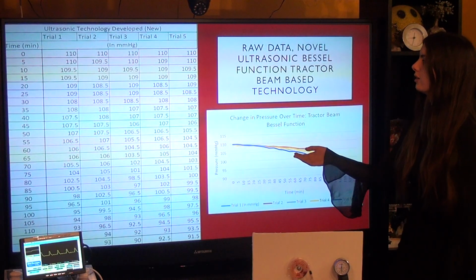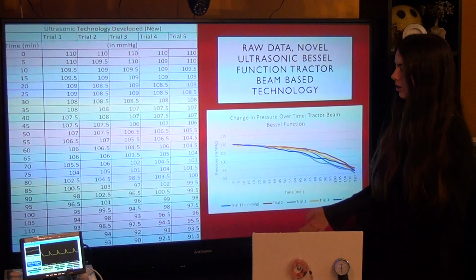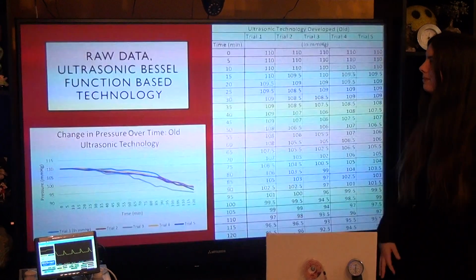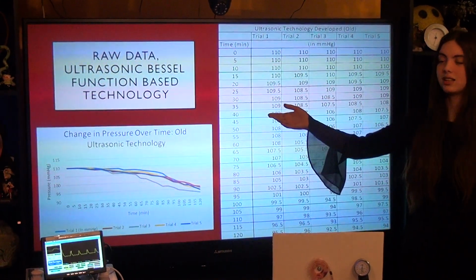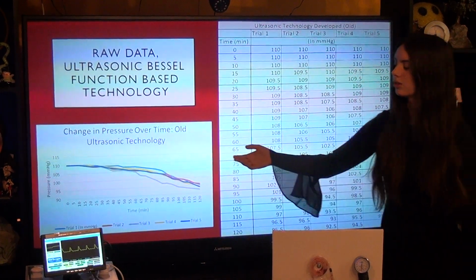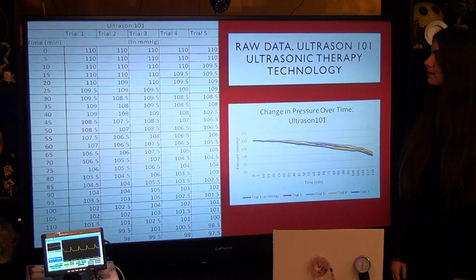Here we have the raw data for the novel ultrasonic Bessel function tractor beam based technology, where you can see the decrease in pressure over the 120-minute period. And here we have the raw data for last year's Bessel function-based technology, where you can also see the decrease in pressure over the 120-minute period.